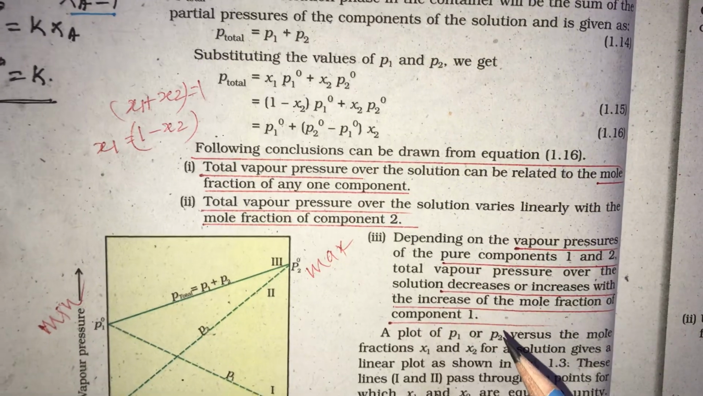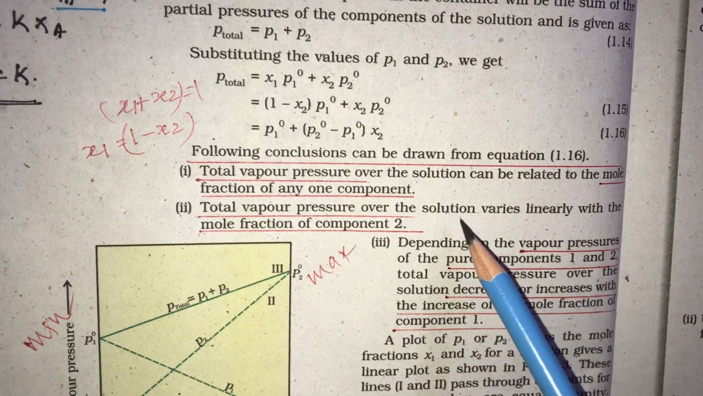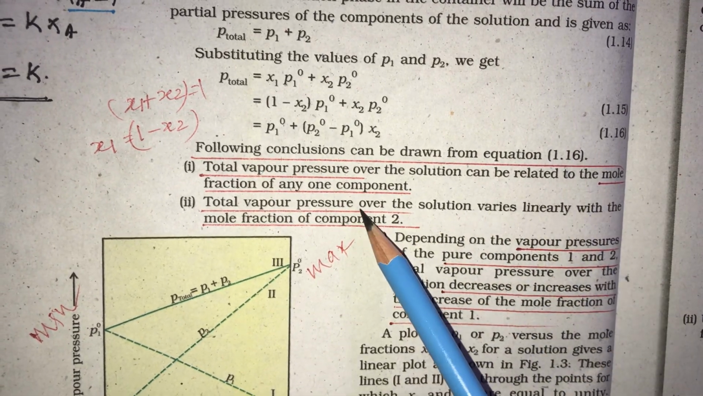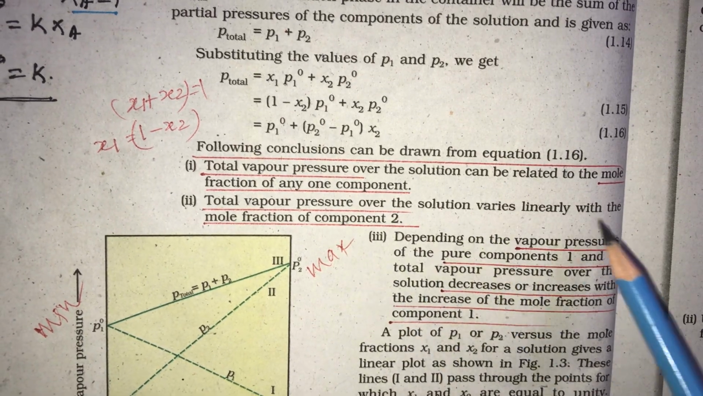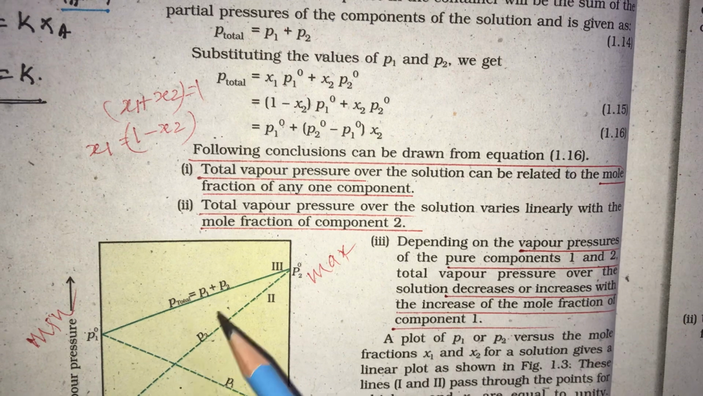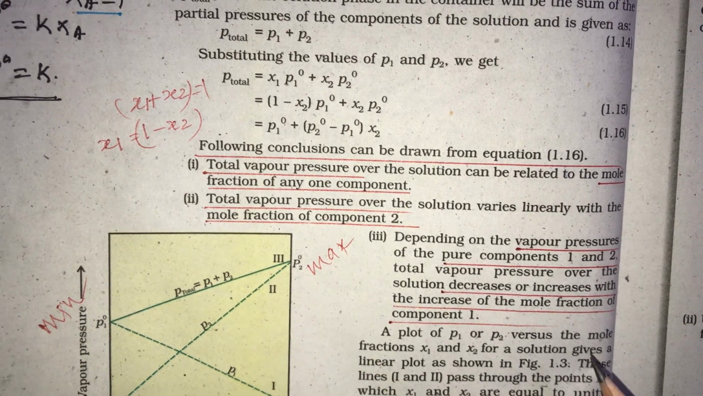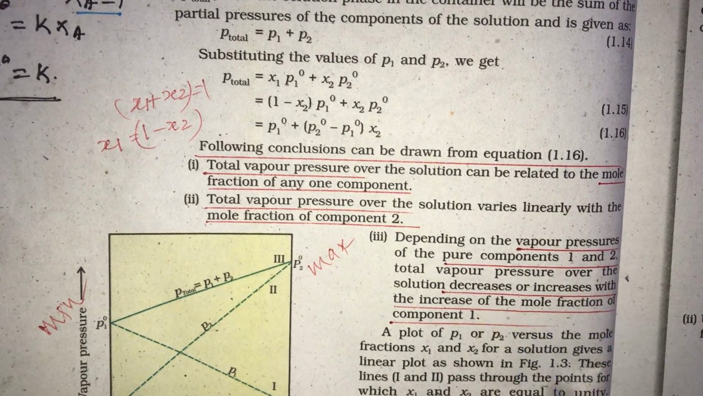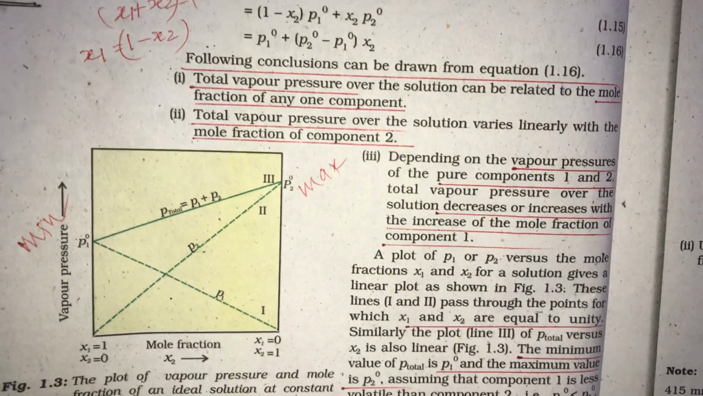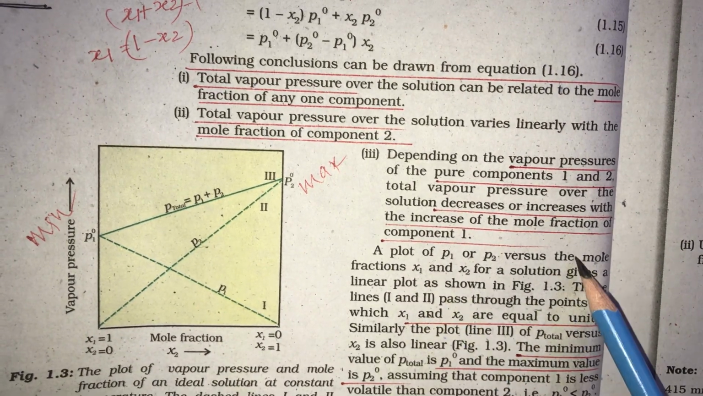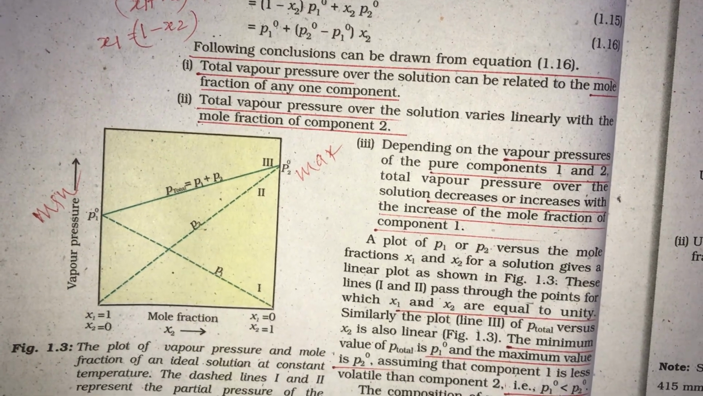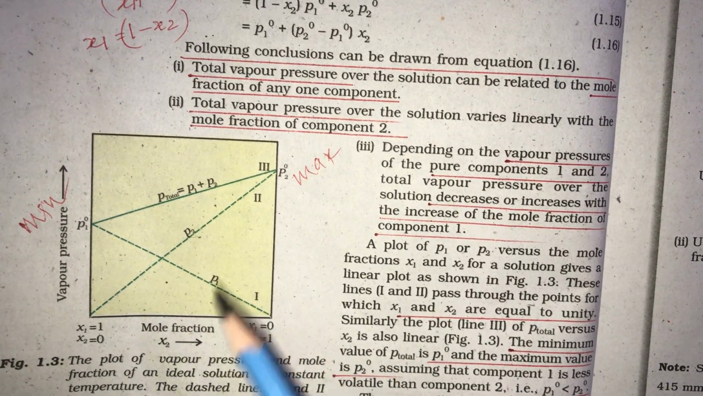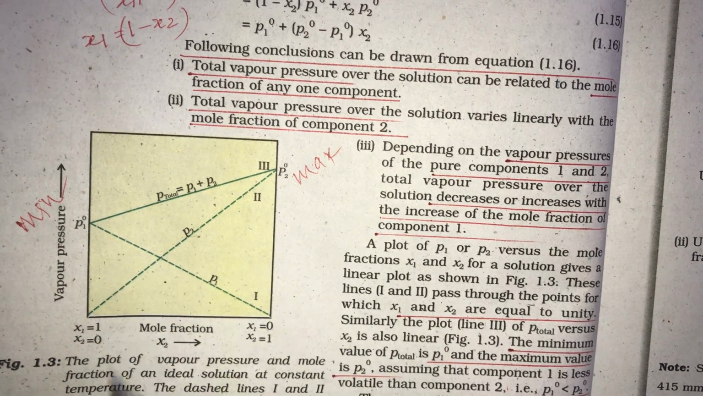From the above, we can conclude that the total pressure over the solution can be related to the mole fraction of any component present in the mixture. The total vapor pressure varies linearly with the mole fraction of component 2. The vapor pressure over the solution lies between the vapor pressures of the pure components 1 and 2 and varies with the mole fraction of components 1 and 2. Here the vapor pressure P2 is greater than P1, but it varies with the mole fraction.